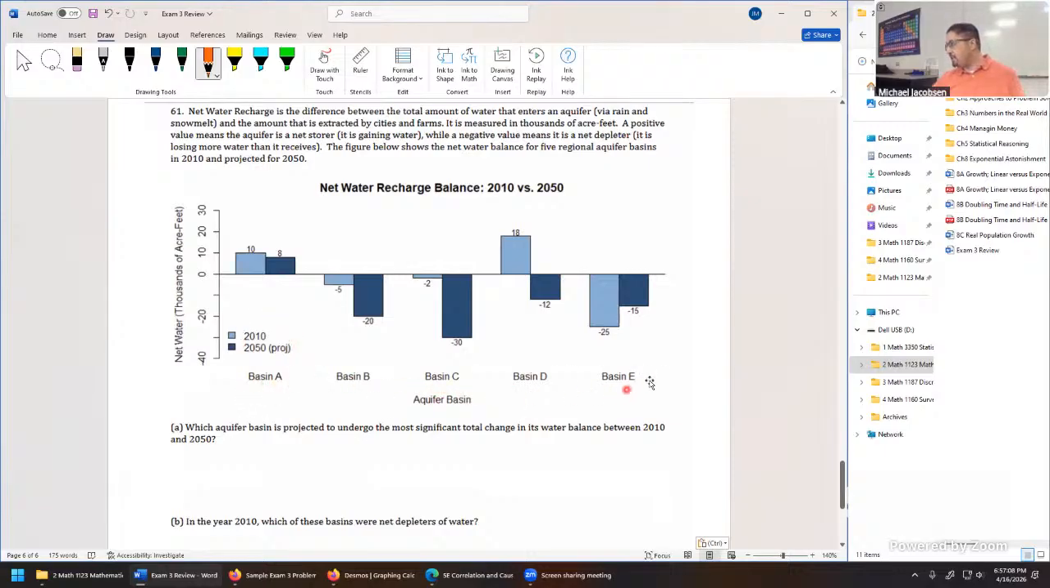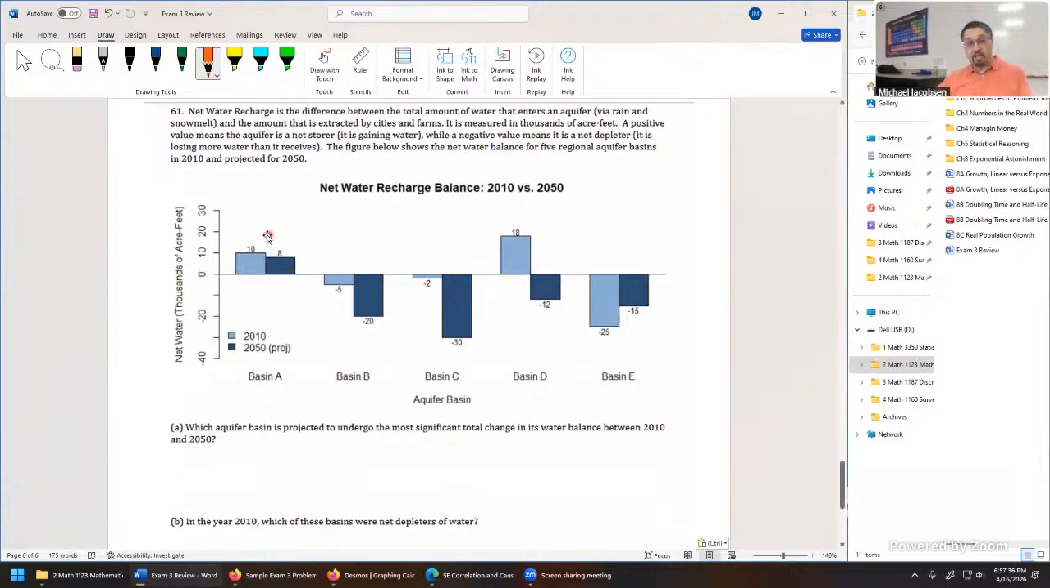And, I wish I did a little bit better on this context. It just says randomly basin A, B, C, D, and E. I guess it was harder to fit this to real world data, too much research for this problem. But for this fictitious data, here are the questions we want to analyze. Which aquifer basin is projected to undergo the most significant total change in its water balance between 2010 and 2050?